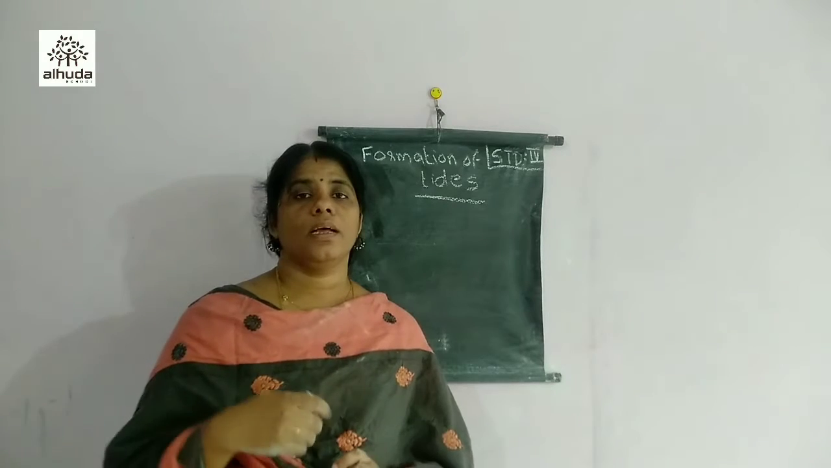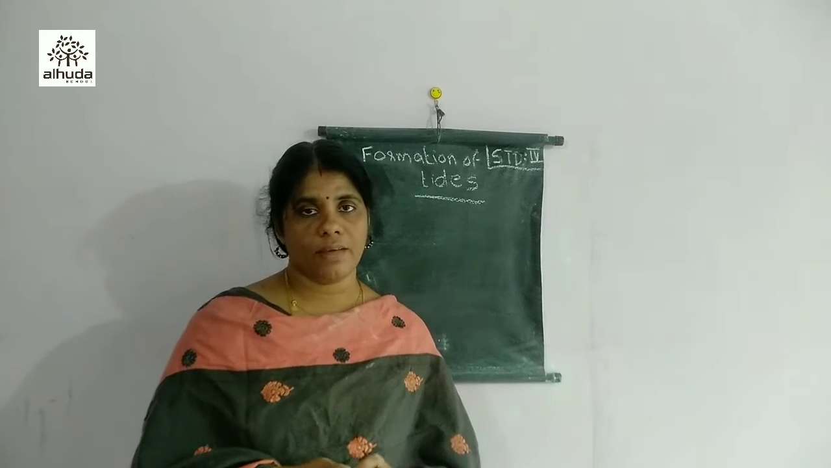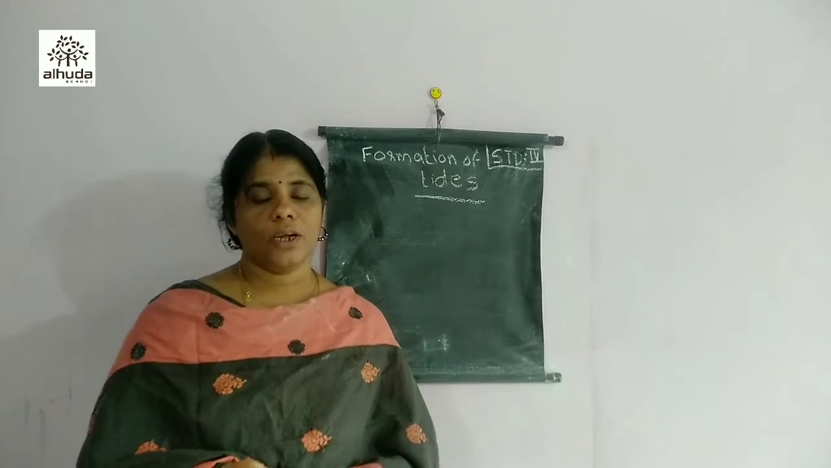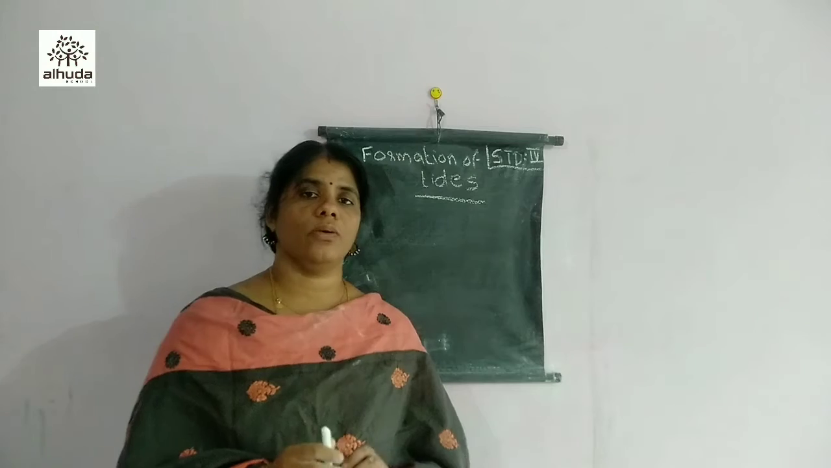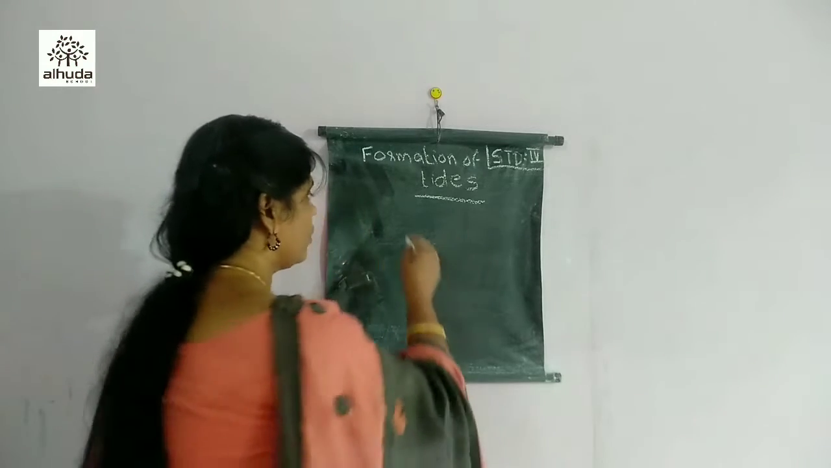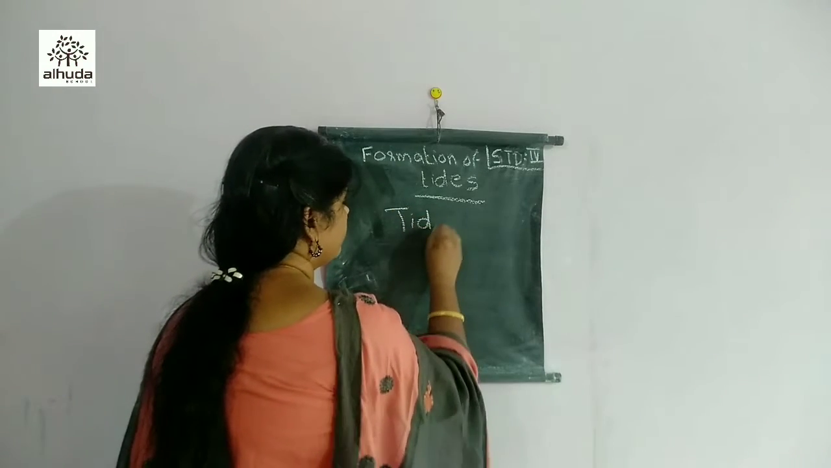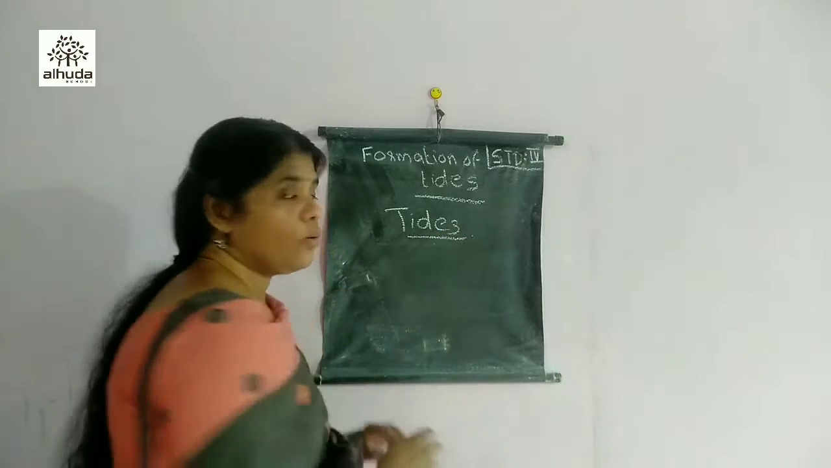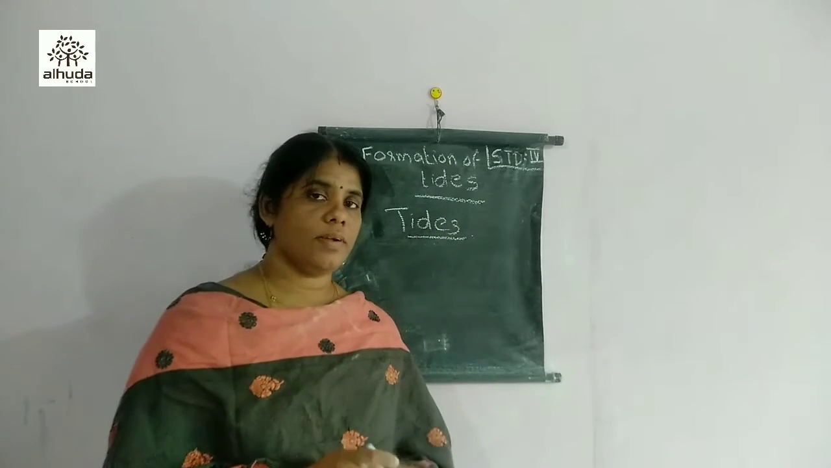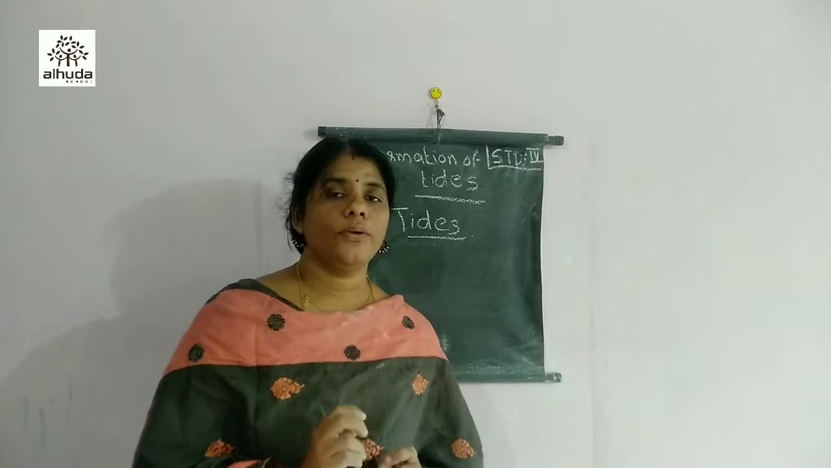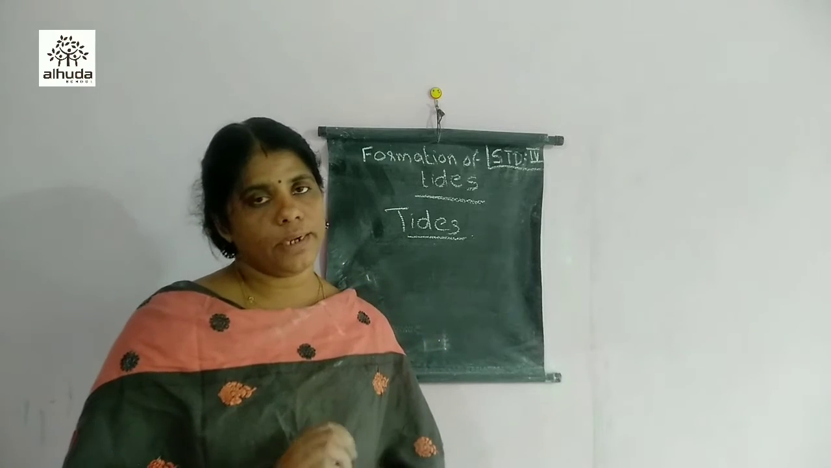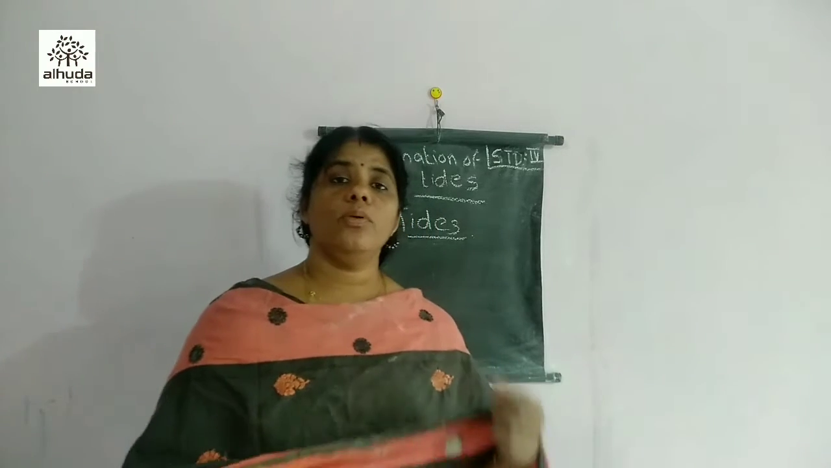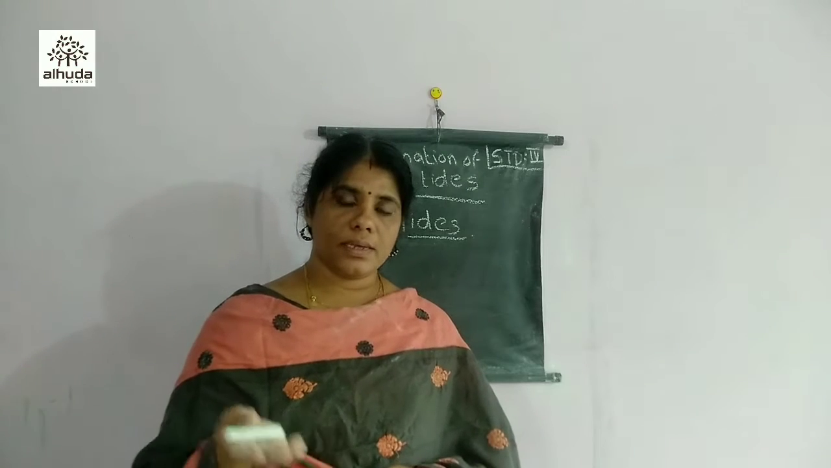What are tides? The regular rising and falling of sea levels on Earth's surface due to the pulling of the moon is called tides. So what are tides? The regular rising and falling of sea levels on Earth's surface due to the pulling of the moon is called the tides.